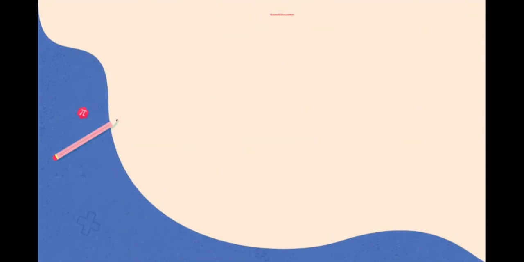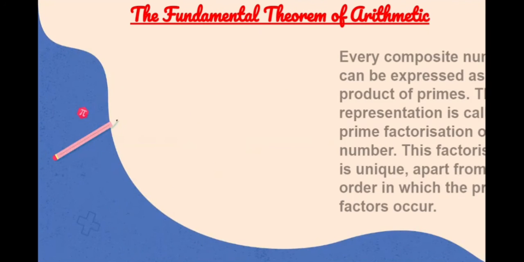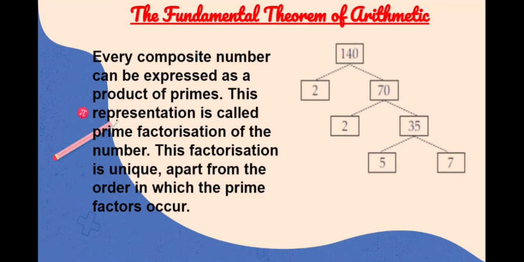Now let's see a concept, the fundamental theorem of arithmetic. Every composite number can be expressed as a product of primes. This representation is called prime factorization of the number. This factorization is unique apart from the order in which the prime factors occur. The image presented here is an example.